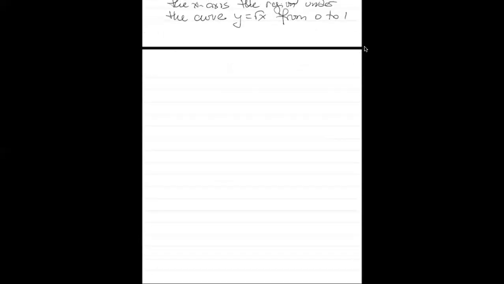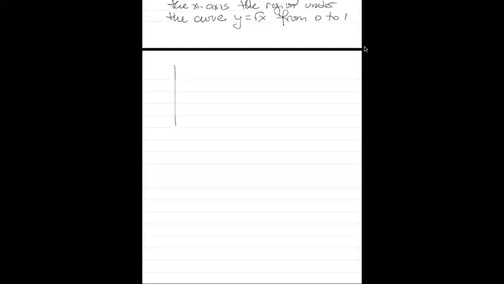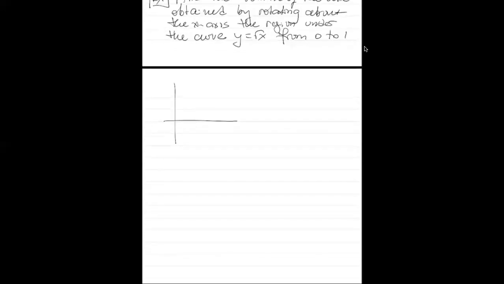So we don't have the solid yet. We have to sketch it. First, we're going to sketch the region. So our function is y equals the square root of x, which looks like this. It's in the first quadrant. We're from 0 to 1. So our region is this. I can highlight the region. It's like a little triangle with a curved side.